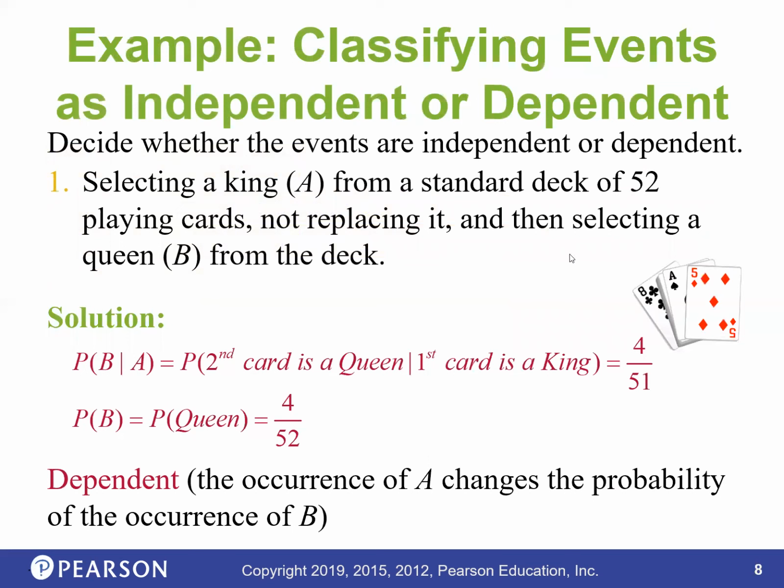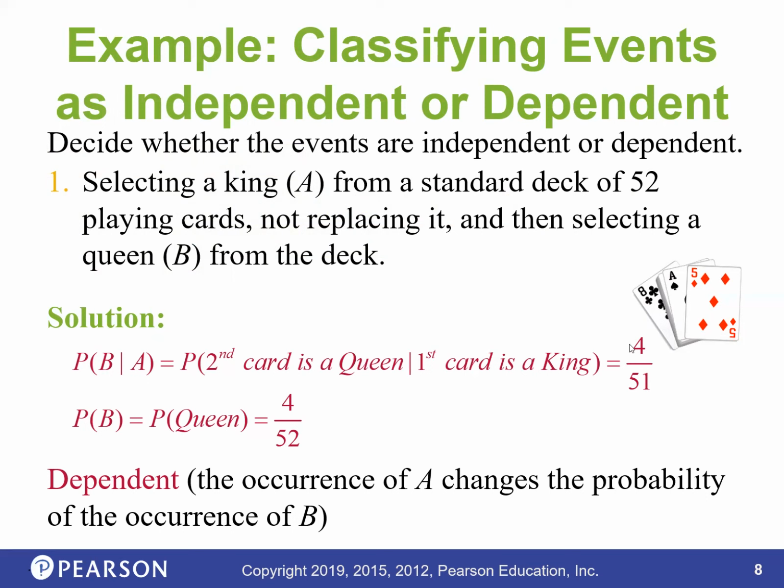So let's do this one, which I think we did before. The probability that we get B, the queen, given that A has already happened. This is problem number 1 that we just did right after break. So 4 out of 51, very good. What's the probability of just selecting a queen by itself? You've got a deck of cards? Are we okay with 4 out of 52? Good.